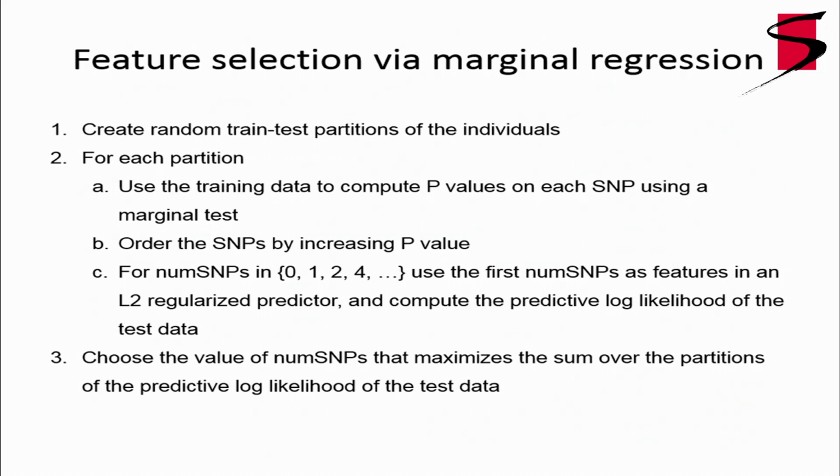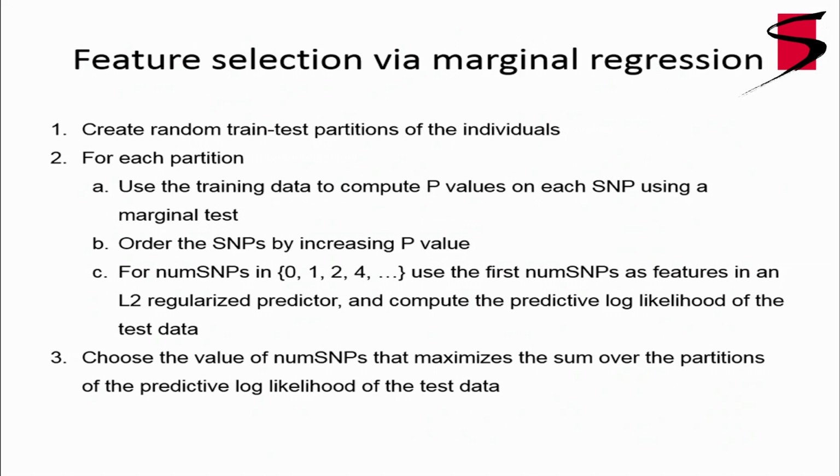And then we build a model, one of these linear mixed models or Bayesian linear regressions, using no SNPs, using the first SNP in the list, using the first 2 SNPs in the list, using the first 4 SNPs in the list, and so forth. We build that up, so we're just trying different numbers of SNPs, and we see which number yields the best prediction of the test data. Okay, very, very straightforward.